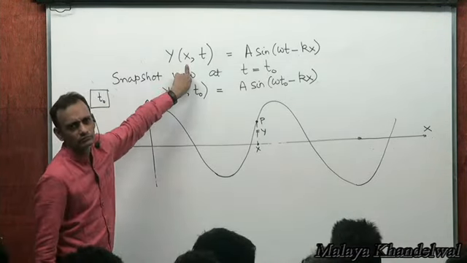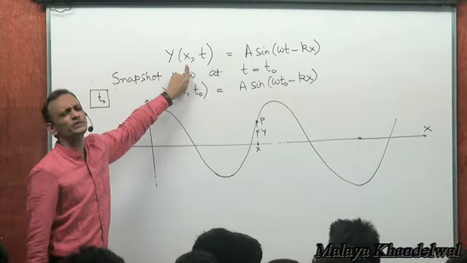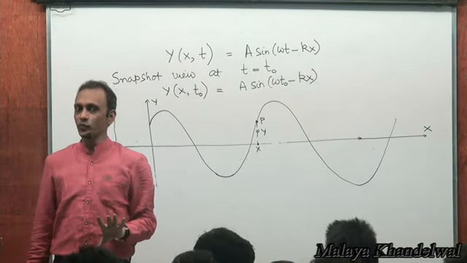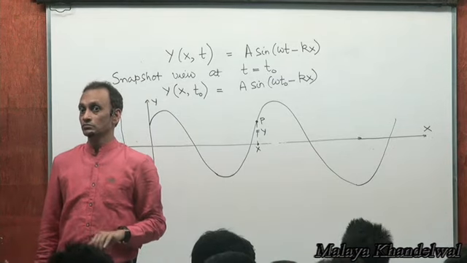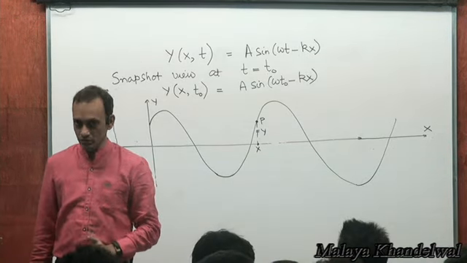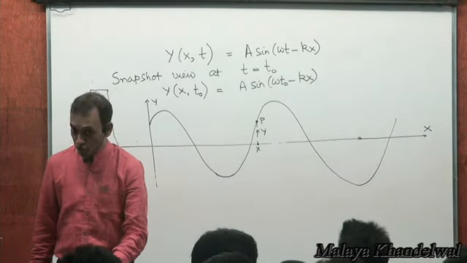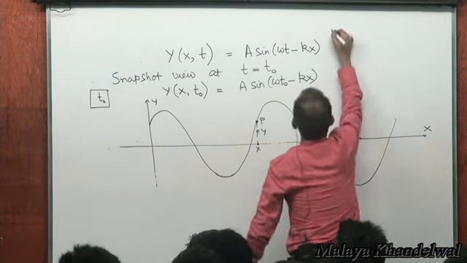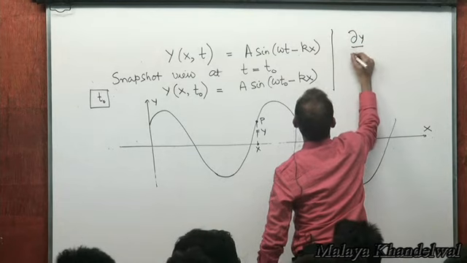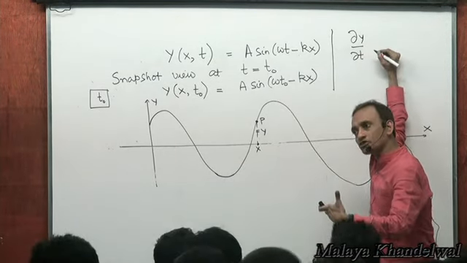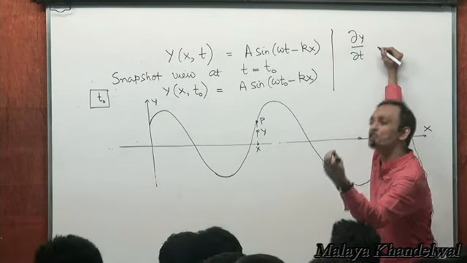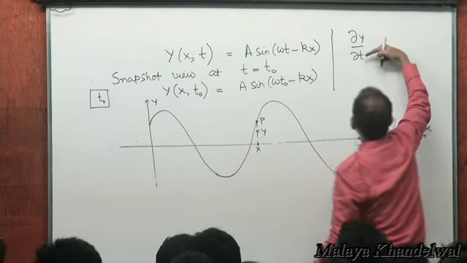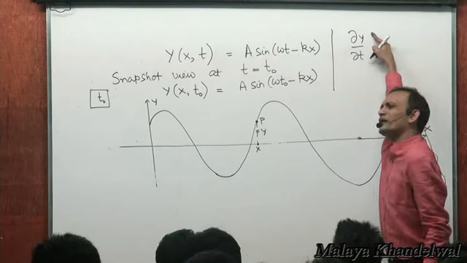Look at this equation. If I differentiate y with respect to time, keeping x constant, that means I'm ending up addressing the velocity of a particle at x at various instants of time. Particle velocity. I repeat: keeping x constant means I'm talking of a certain particle. Then what would I get? Will I not get the velocity of that particle?